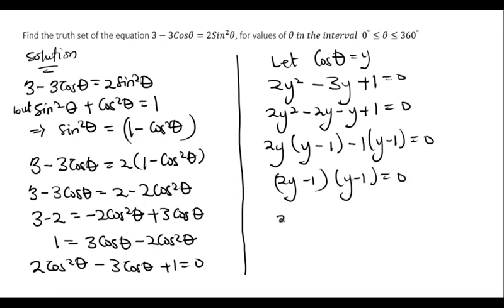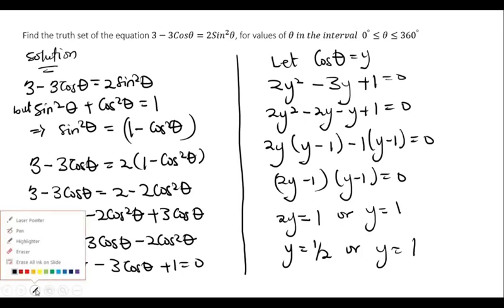So we have 2y is either equal to this, we'll go to the other side of the equal sign, becomes 1, or we have y is equal to positive 1. So from here we have y is half, or y is positive 1. All right, so let me get some space and then we continue.